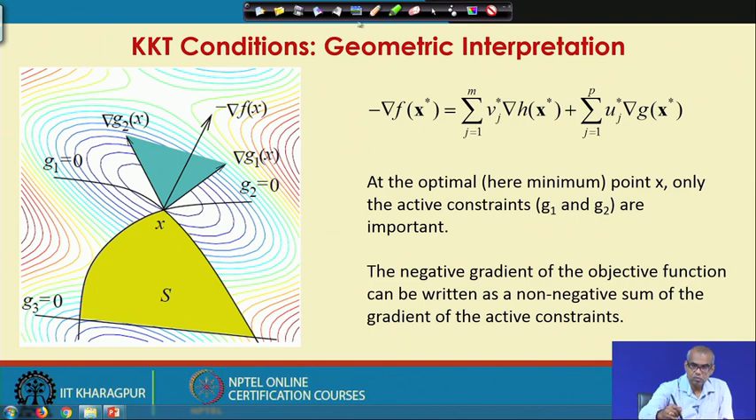Now, we know that the gradient of the constraint will be normal to the constraint surface at the point. So, del g1 is shown here. Similarly, del g2 is shown here.